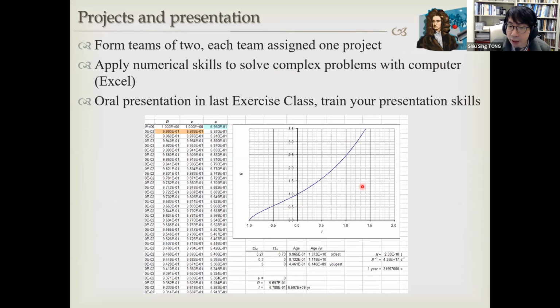For example, in this example, you use an Excel spreadsheet to solve the problem about the expansion of the universe. The expansion of the universe actually is not a simple upward curve, but there's a transition from a decelerating expansion to an accelerating expansion. That is the way you work on the problem. And you will present your findings in the exercise class to train your presentation skills. So it trains your numerical skills of solving a physics problem with a computer, and also your presentation skills.